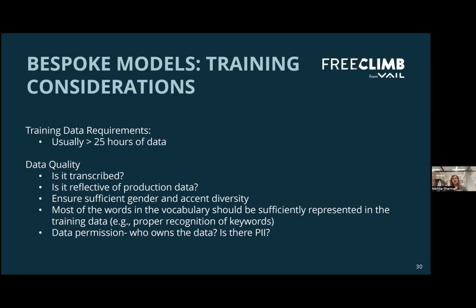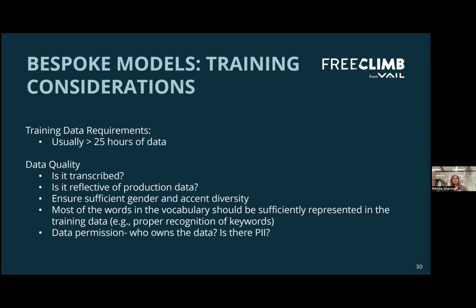It should also have sufficient gender and accent diversity, because if you just train on male data, for example, your model will not do well for female speakers. Similarly for accents, if you just train on, say, American English, and then somebody has an Indian accent, the model might not do so well.